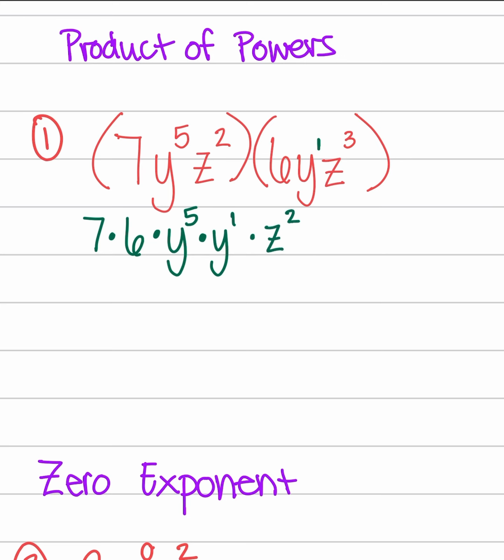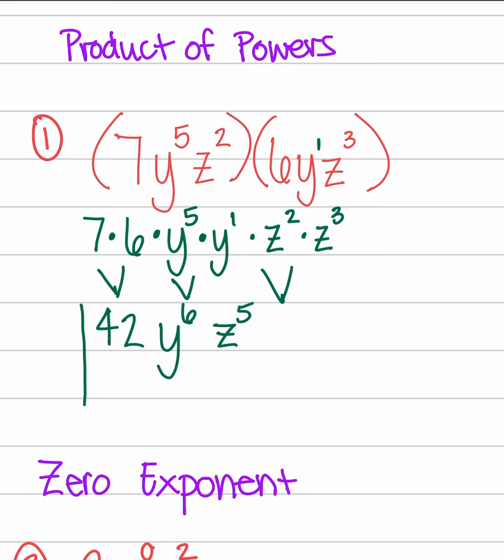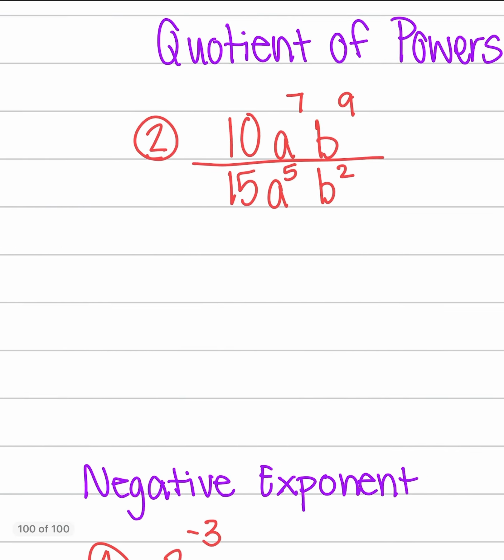And then I've got z to the 2nd and z to the 3rd. Because it was multiplication all the way through, there's no add, subtract, or divide. I can rearrange this using the commutative property. So we're going to multiply the 7 and the 6 and get 42. Then I'm going to add together my exponents on my y's, and when I do that, I get y to the 6th. And then I'm going to add together my exponents on my z's, and when I do that, I get z to the 5th. So my final answer, my simplified expression, would be 42, 6 to the 5th, y to the 6th, and z to the 5th.